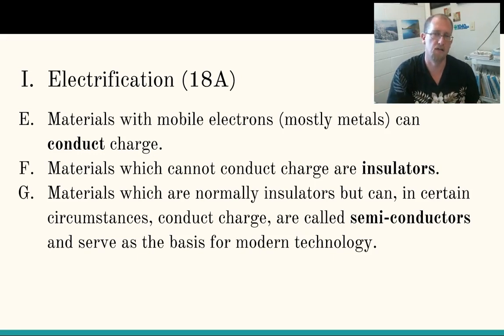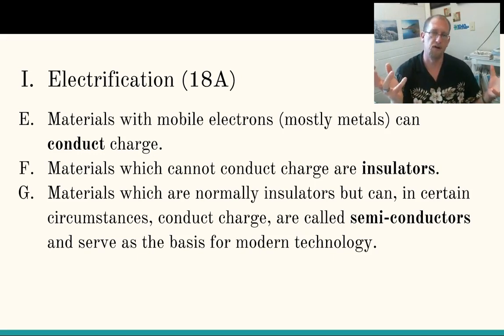And those things are called conductors. They have to have loosely held mobile electrons, and almost all the time, a good conductor is a metal. Metals tend to be good conductors of electricity. Okay, materials that do not conduct charge because they don't have free electrons, we call insulators. So an insulator would be something like rubber, where an electron tries to jump onto the rubber and nothing happens.